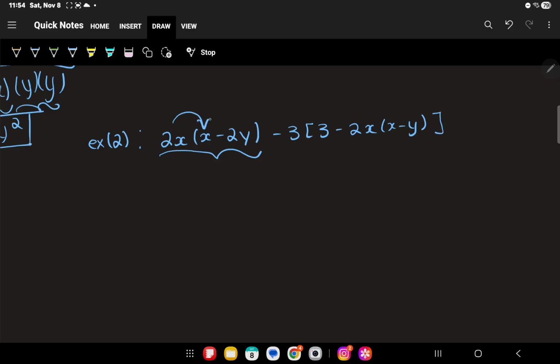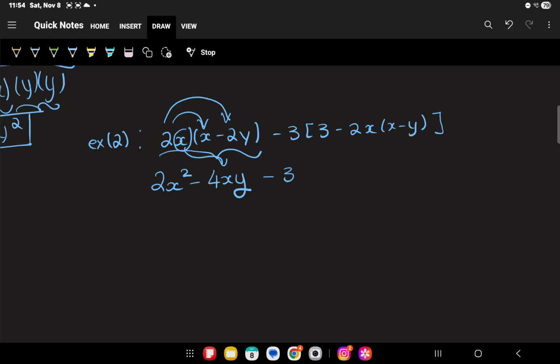2x times x is 2x squared. 2x times negative 2y will be negative 4xy. Bring the x down, and we're left with 2 times negative 2y. That became negative 4y. All right, so we got that done.